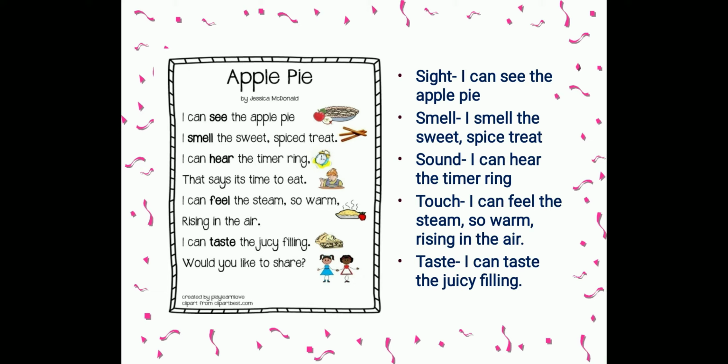Lastly, taste. I can taste the juicy filling. So that is when you eat the particular pie, or not just pie, but you can also imagine any other item like cake. But the aim is just for you to imagine the sense of taste while you taste it. So likewise, you can see how in this poem, in a very simple way, it has used the different senses.